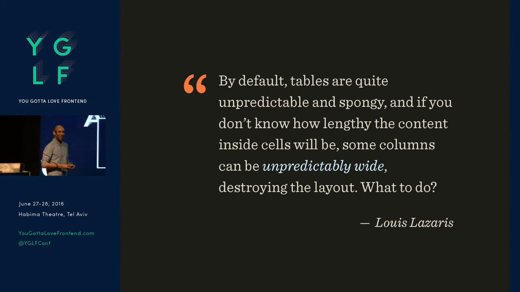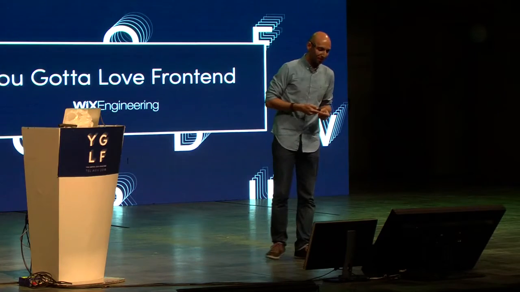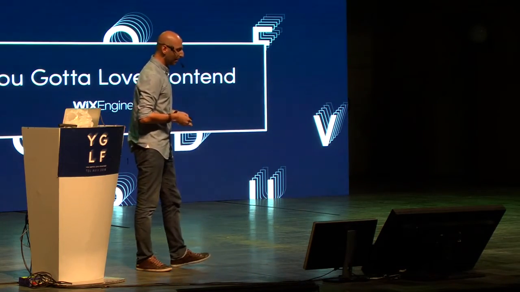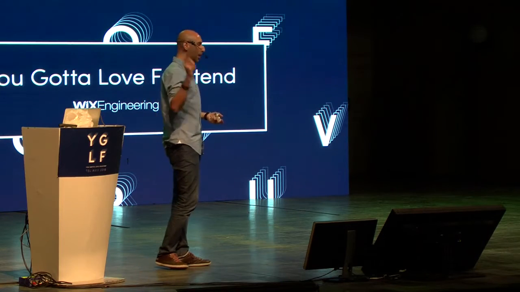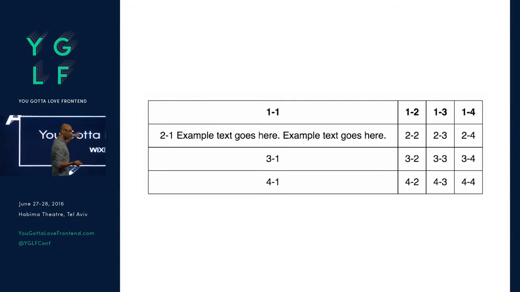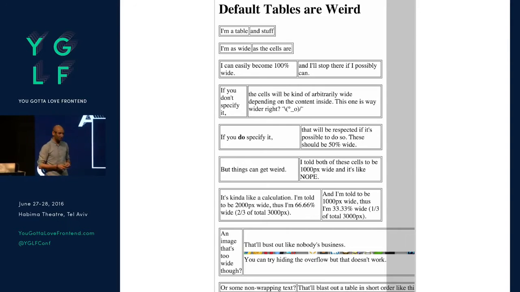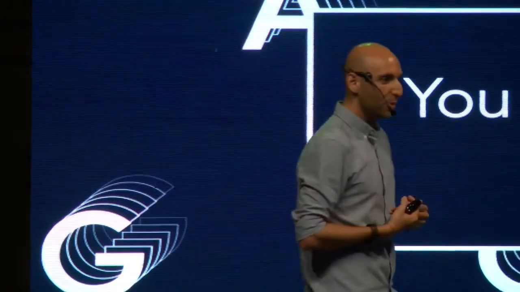Okay, so here's another thing, tables. Now, by default, tables are quite unpredictable and spongy, and if you don't know how lengthy the content inside cells will be, some columns can be unpredictably wide, destroying the layout, right? For example, like this, where you don't have real control about how tall, how wide some of the cells are going to be. Is there any way to make it fixed? Because if you just use default behavior in browsers, that might be a bit weird and unpredictable.